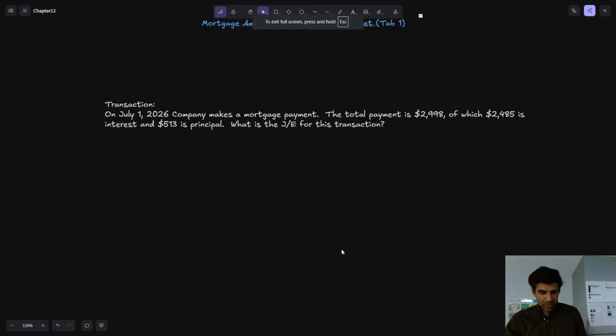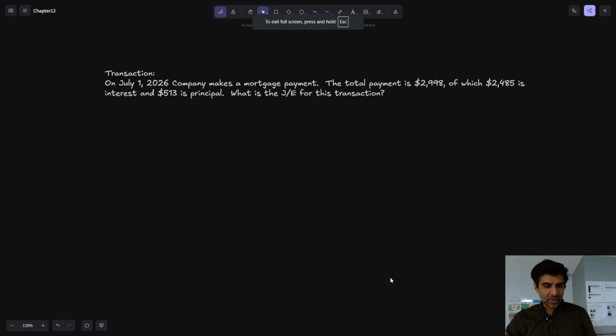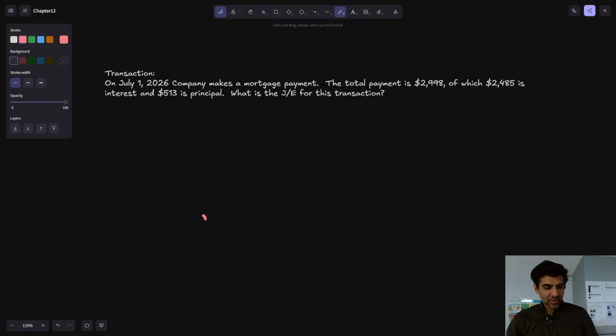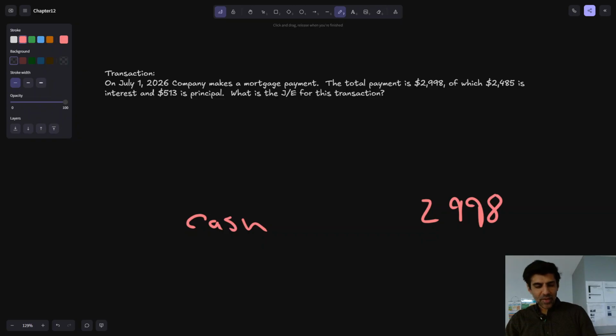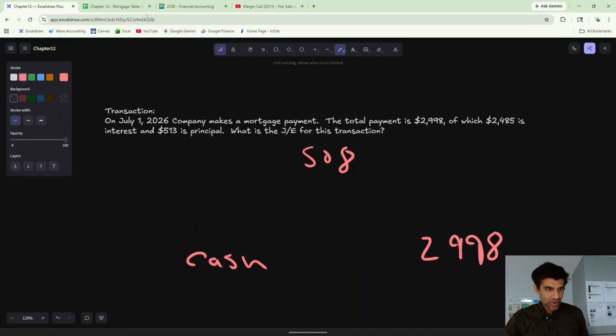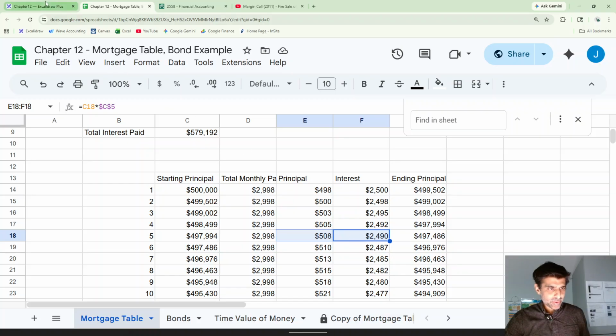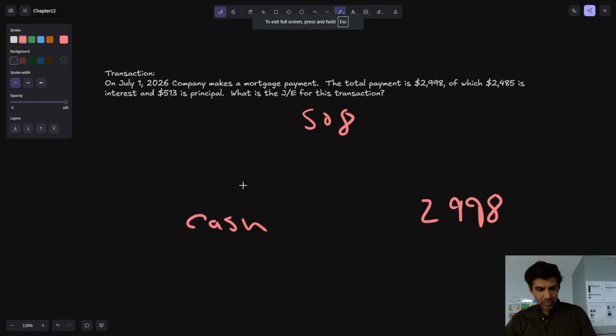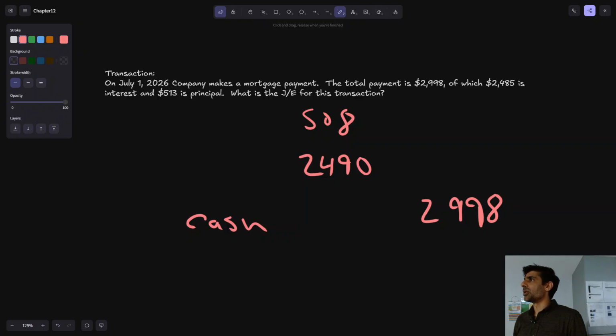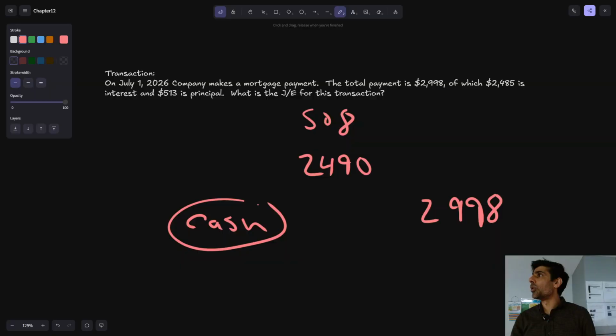So what I would do is the total amount that the bank expects, cash, 2998, and of that, 508 was principal, and what was the other amount? 2490 is interest. So I just got the numbers directly from the table, from that schedule. Okay. Your only knowledge is to know that you're paying cash, right? That's the total amount of the payment that you're sending to the bank. 508 is going to go towards paying down the mortgage payable.